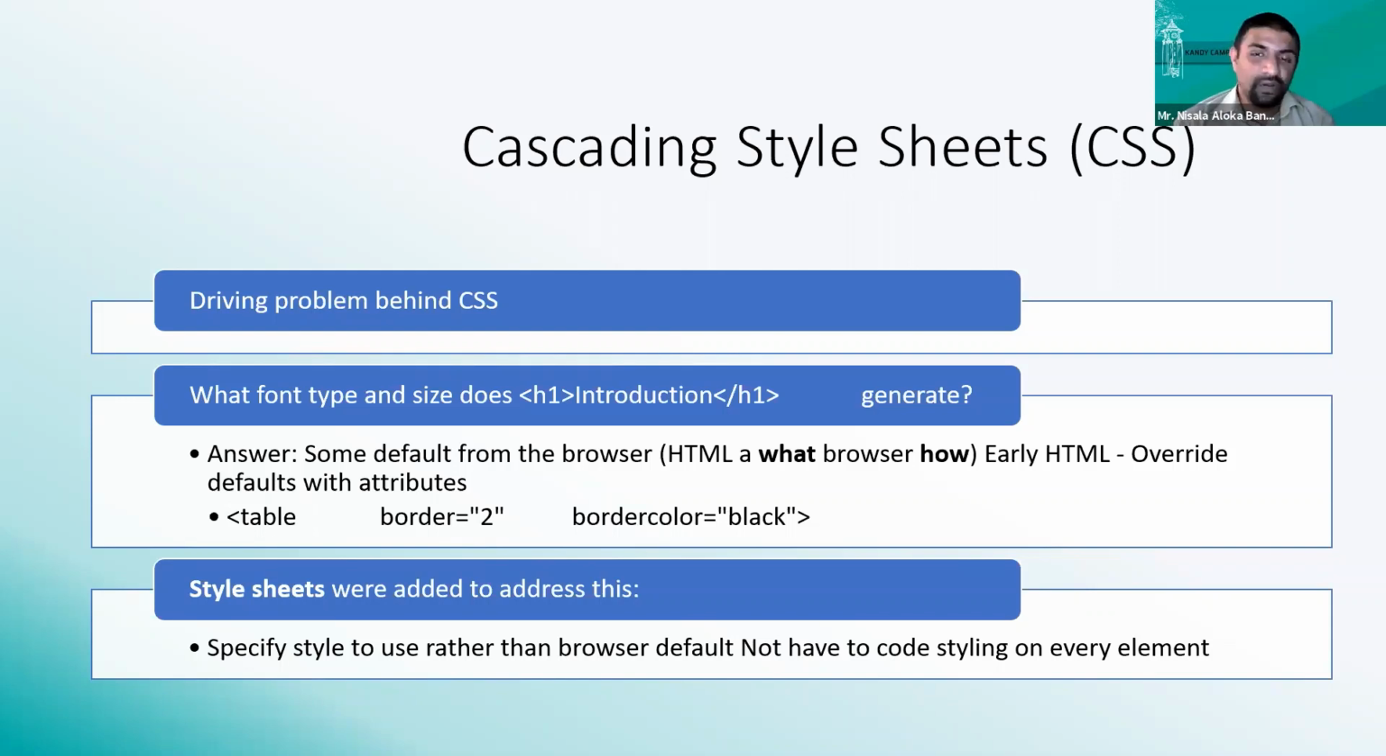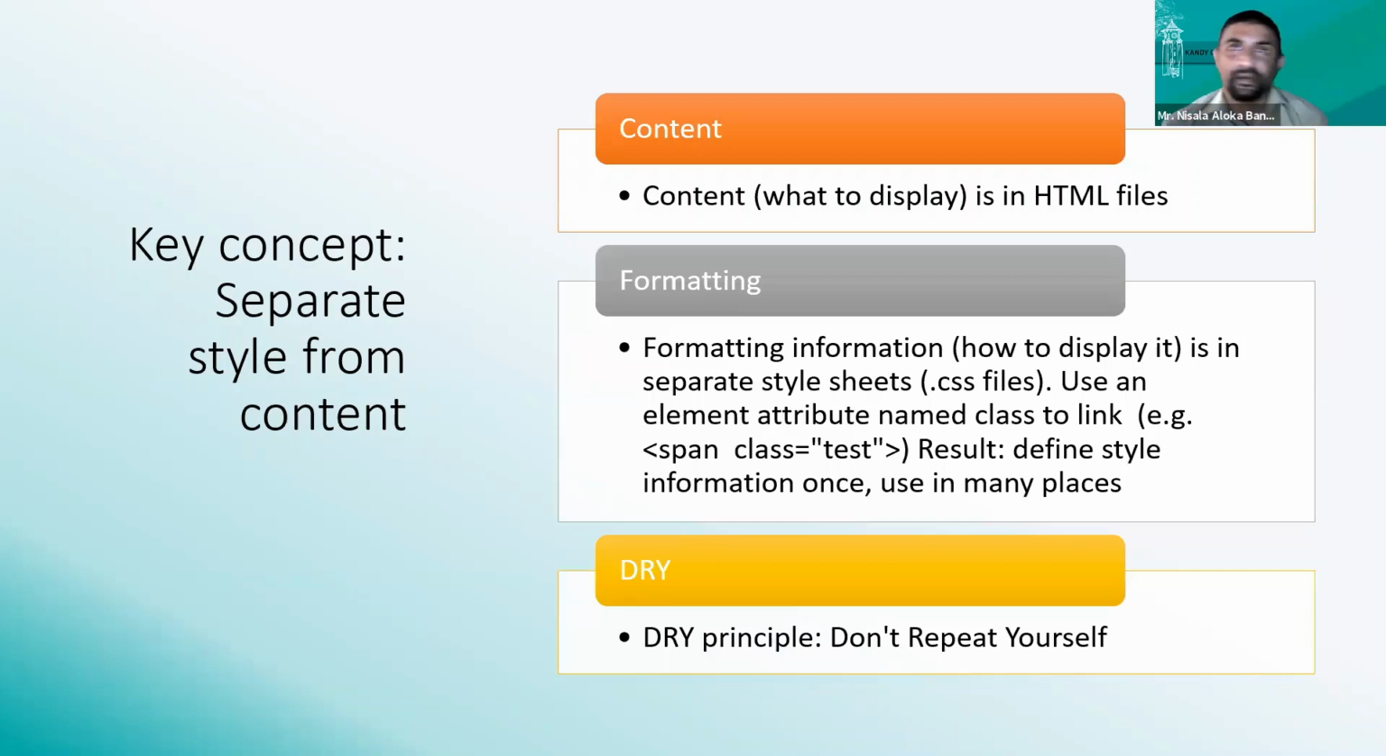So as a solution, they split the structure and the design, content and the design, into two different subsystems. And this new subsystem, which is supposed to handle the design, is known as CSS, Cascading Style Sheet. So CSS was an answer to the browser related problem.